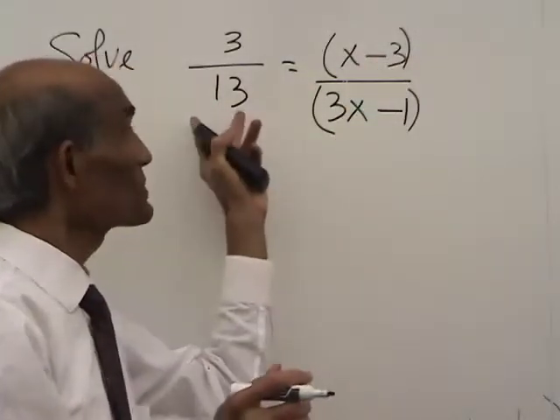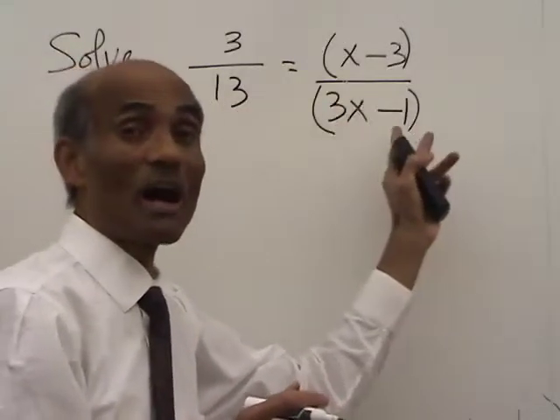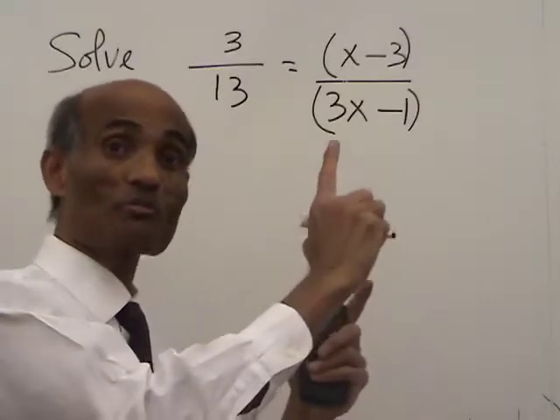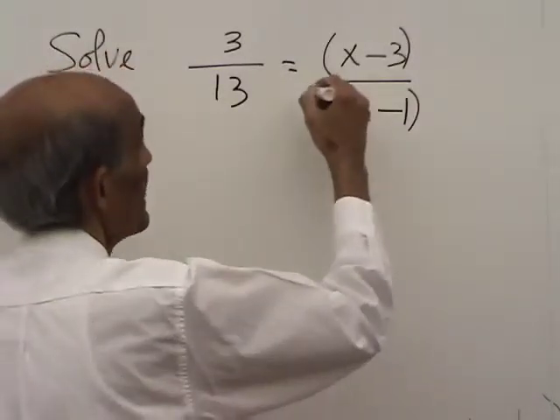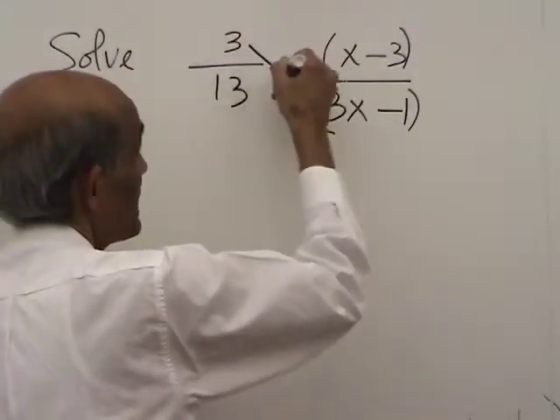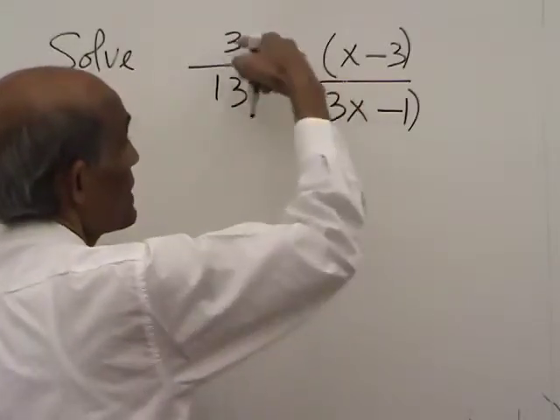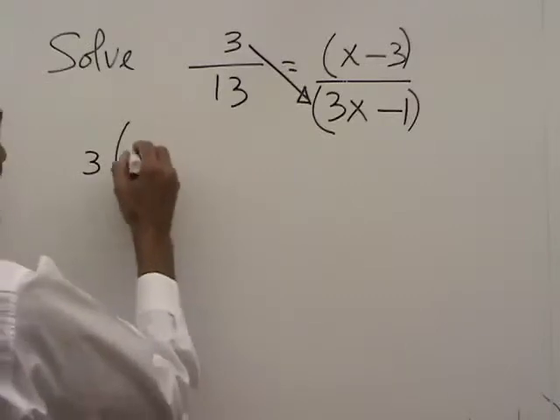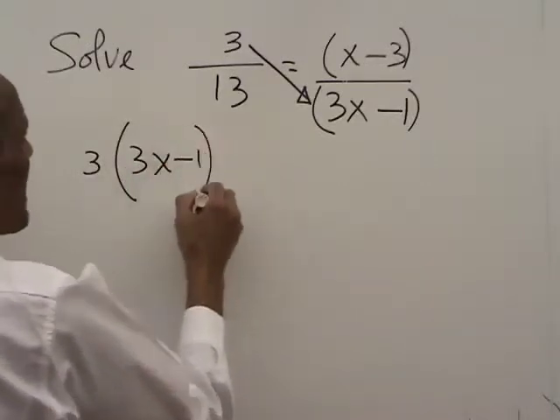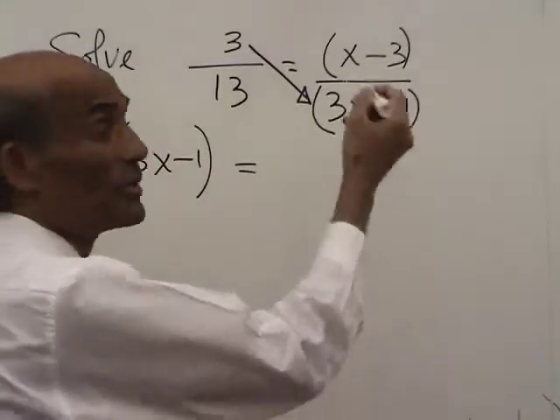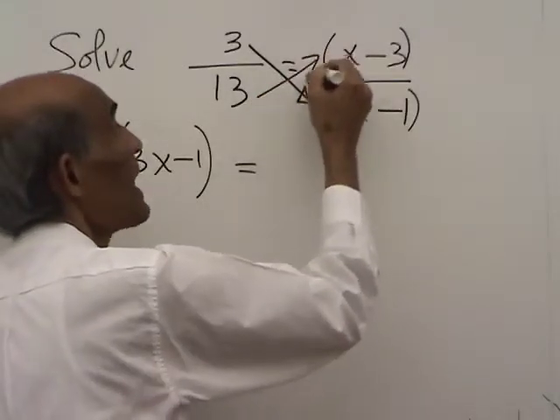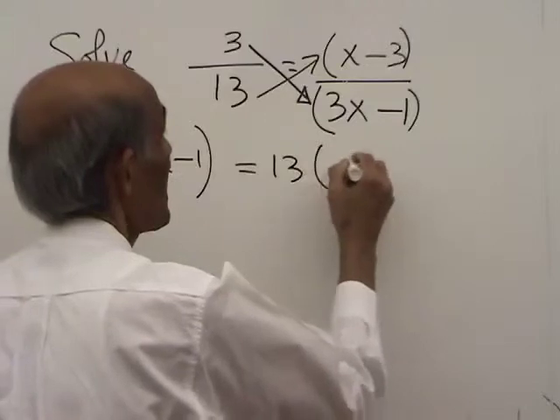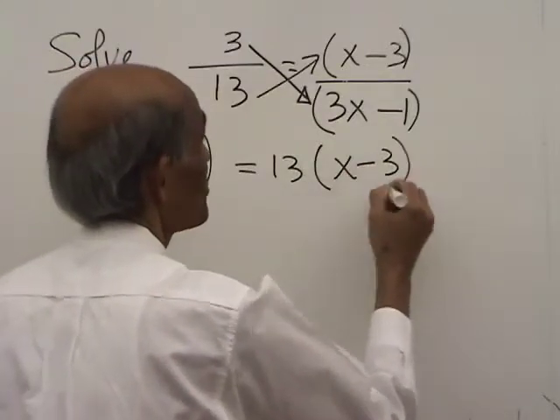Now, because the left side is a simple ratio and the right side also is a simple ratio, you can now cross multiply. So look at this, let's cross multiply. 3 times 3x minus 1, let's write that. 3 times 3x minus 1 equal to 13 times x minus 3.